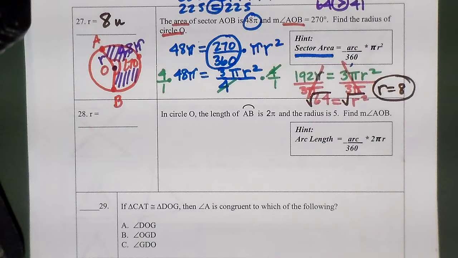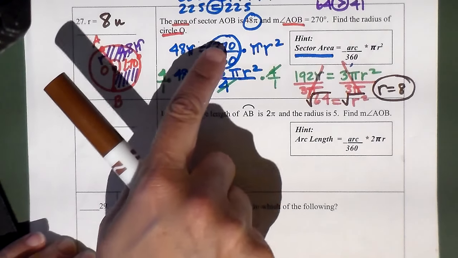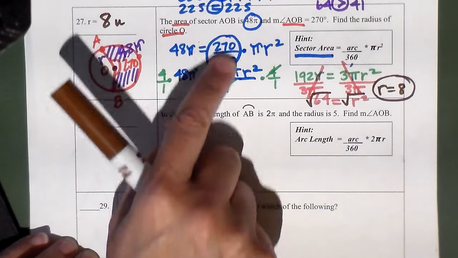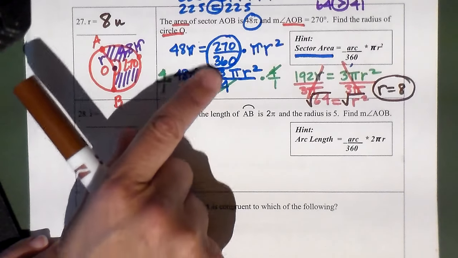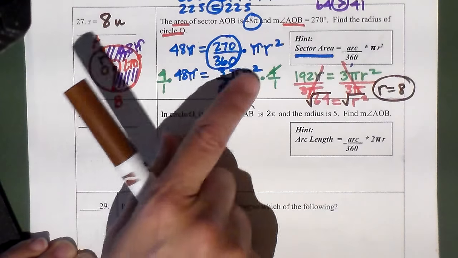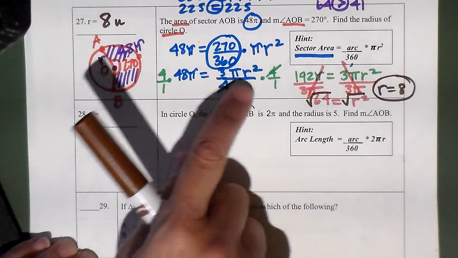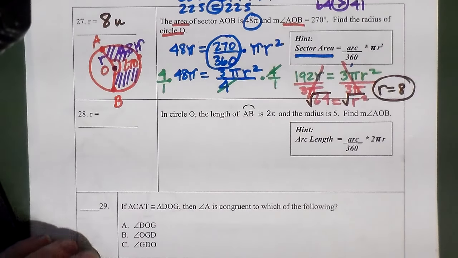Okay? So that's how we use sector area. Again, for sector area, you take the measured arc, which is 270, out of 360. You figure out what fraction that is. 270 is what fraction of 360, and we figured out 3/4. So basically, 48 pi is 3/4 of my area. So knowing that 48 pi is 3/4 of my area, I solved for the radius using algebra, our favorite thing in the world.